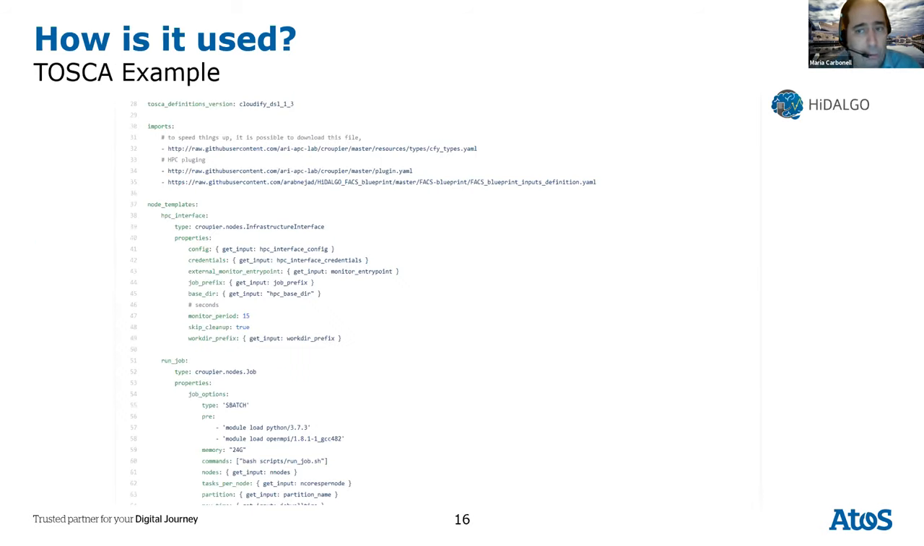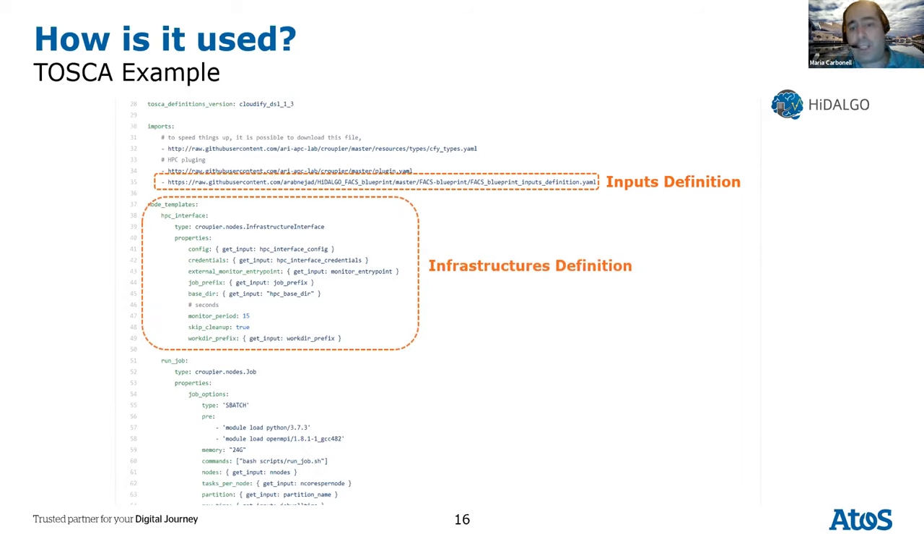And I also wanted to show you an example. This is a TOSCA file that we had as an example in the Hidalgo project for running simulations for COVID-19 with a tool called FACS. As you will see here, first of all, you have a part in which you define the inputs. In this case, they have done that definition in another file, but it will be similar to the definition of the infrastructure that you have here. So basically, for each input, you just need to put a couple of lines, so it's not very complex.